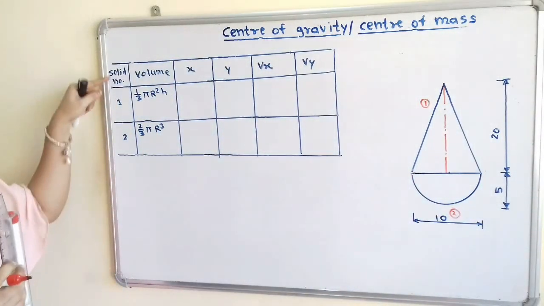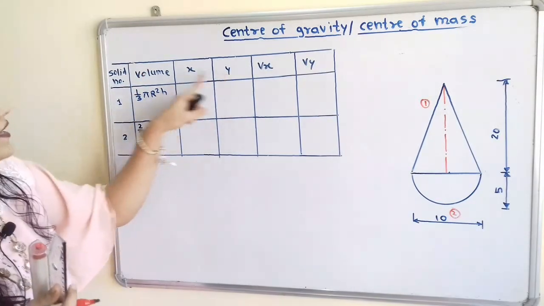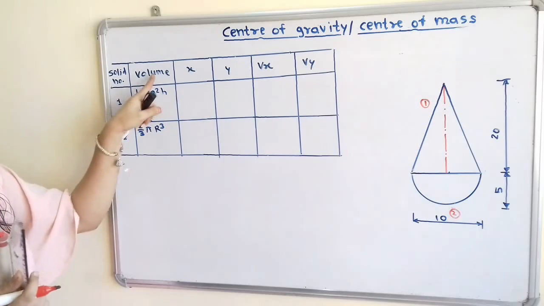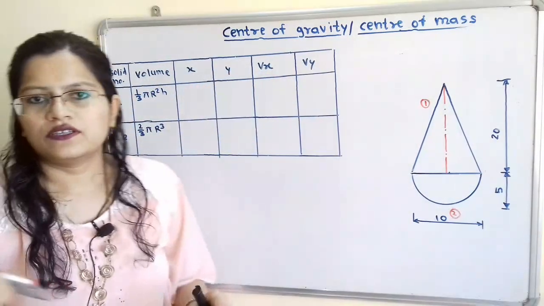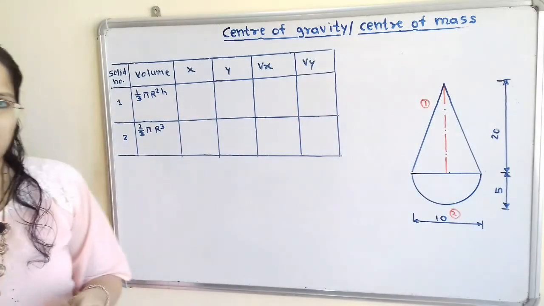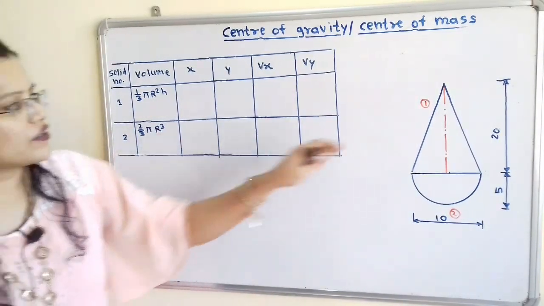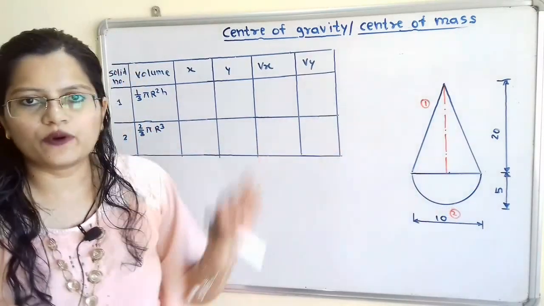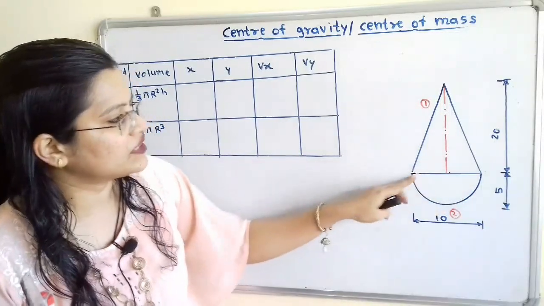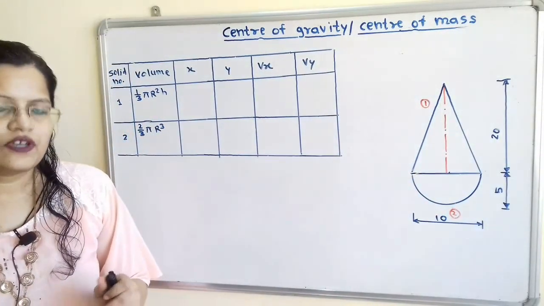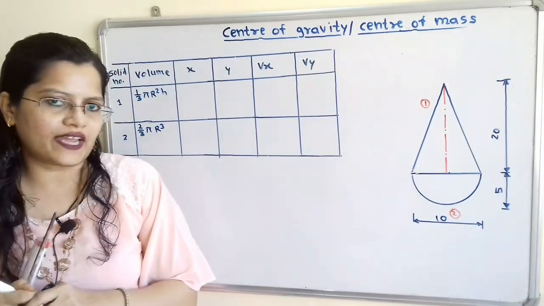So we have to mention here solid number, then volume, then x, y, and then multiply the volume with x, that is Vx, and then Vy. So we have to complete this table. To find the center of gravity for this composite, we first have to find the center of gravity for shape number 1. So the first step is to draw the x-axis and y-axis.